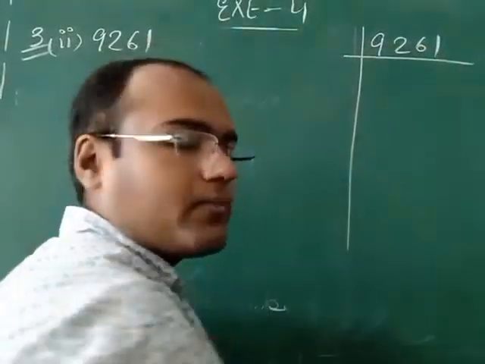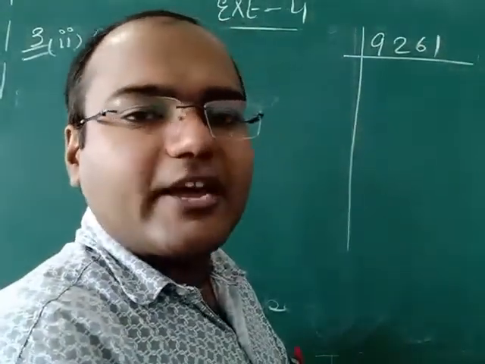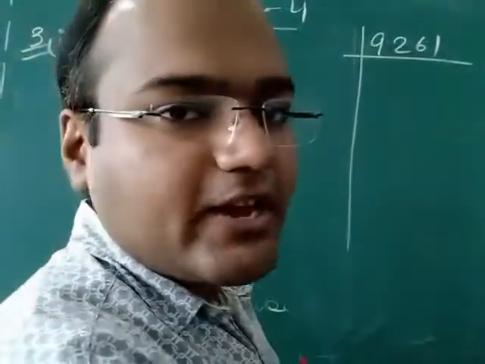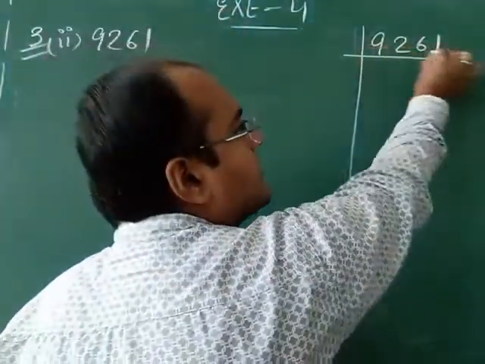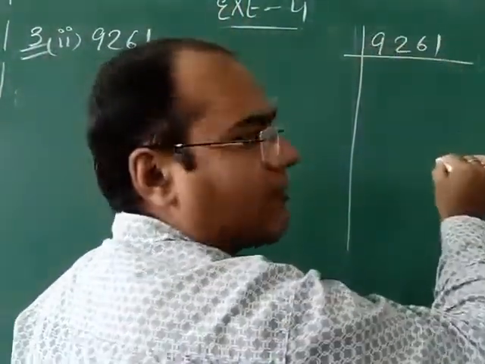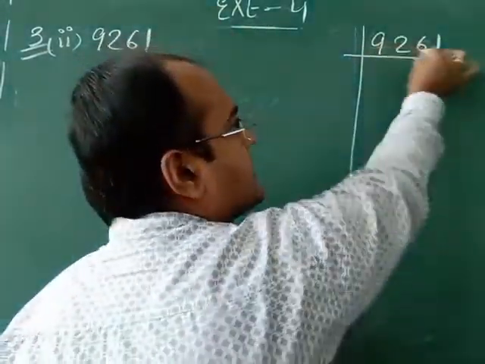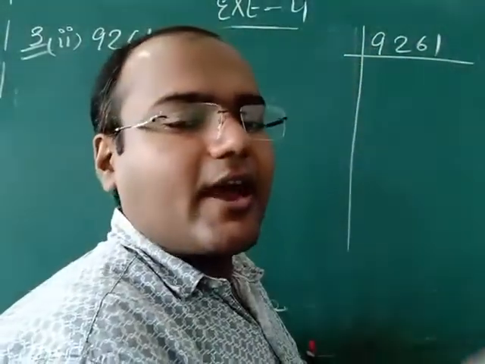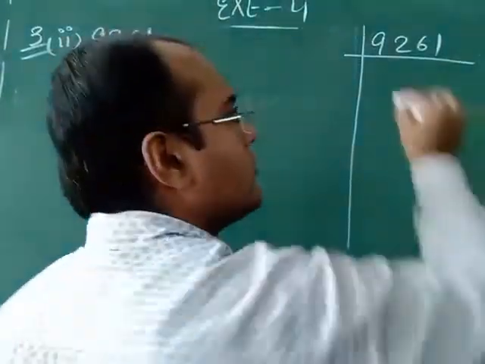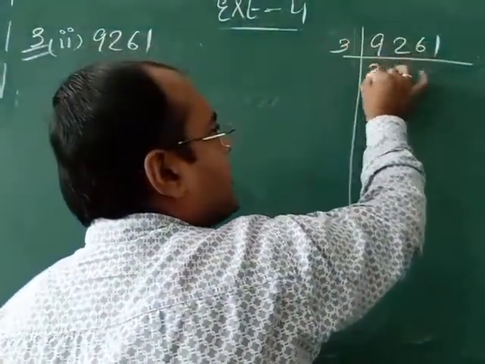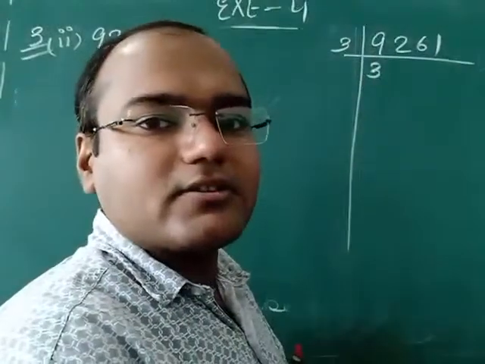This number is not in the table of 2, so we will check it with 3. In order to check with 3, you have to add the digits. 9 plus 2 is 11, 11 plus 6 is 17, plus 1 is 18. On adding we get 18, and 18 is divisible by 3. So we will divide by 3. 3 3s are 9, remainder 0.